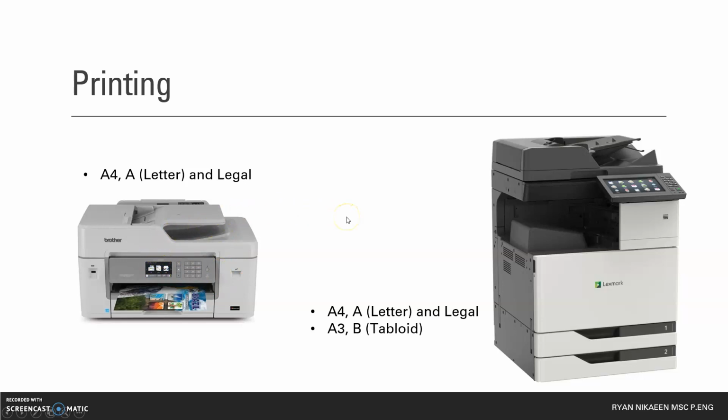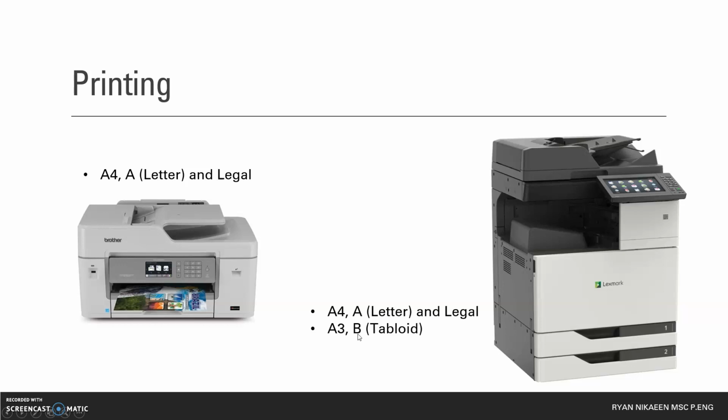There are some printers that print A4, A, and B. And if you go with the ISO standard, A3, which is close to B. For printing those, they use larger printers. For example, the printers that we have at Seneca on the campus, they are this size. So they can print A and B for us.